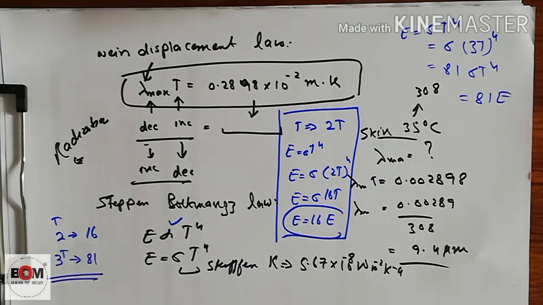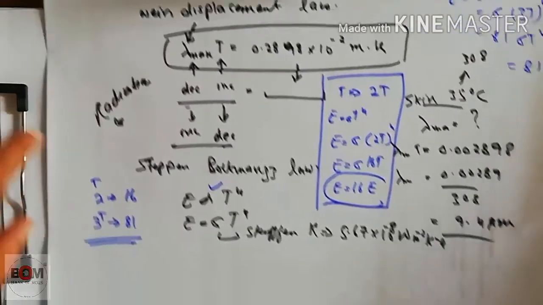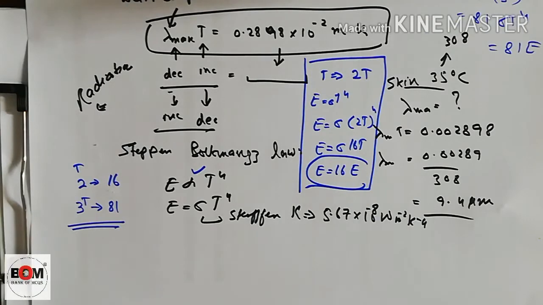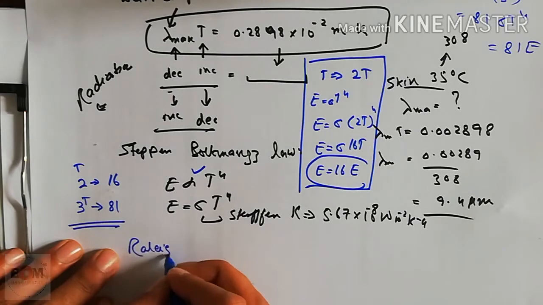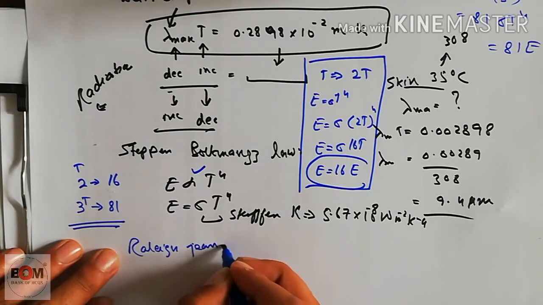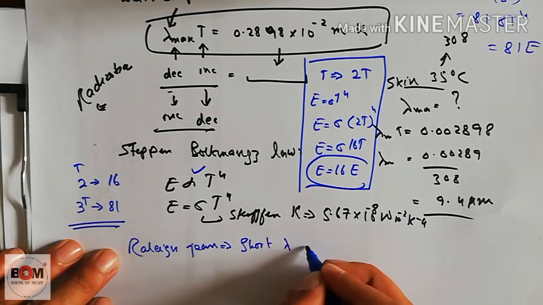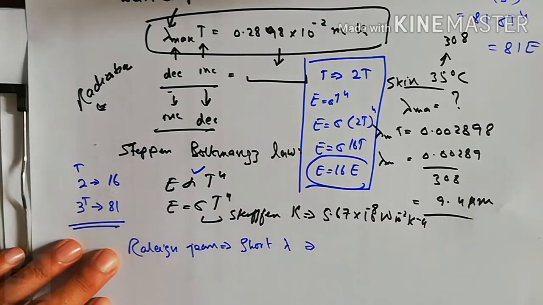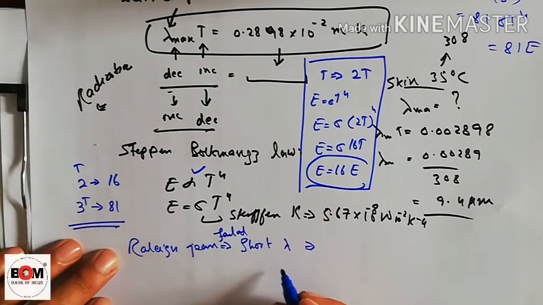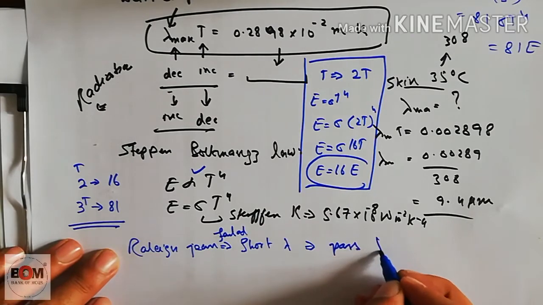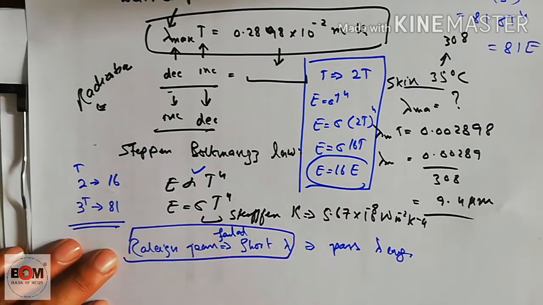The next is that there were a series of attempts which passed or failed for short or long wavelength. Relativity, this is a scientist. His attempt failed for short wavelength, but his attempt passed for long wavelength. So remember, Relativity failed for short wavelength.